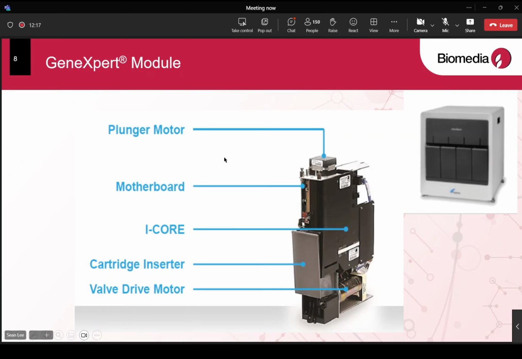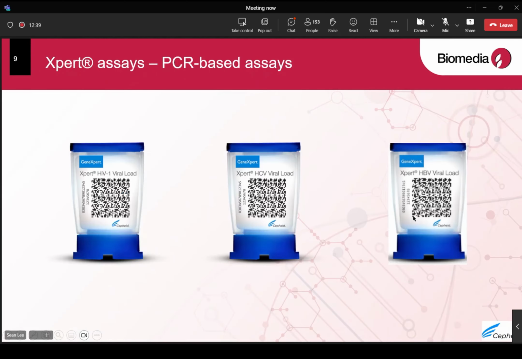Okay. So it has 2 motors, plunger motor and valve drive motor. It has a board. It has the brain. That's the motherboard. One I-core. It has the thermocycler and the detector. And this is where the user loads the cartridge, like for the cartridge in the cartridge inserter. Okay, so this is how simple the machine is.